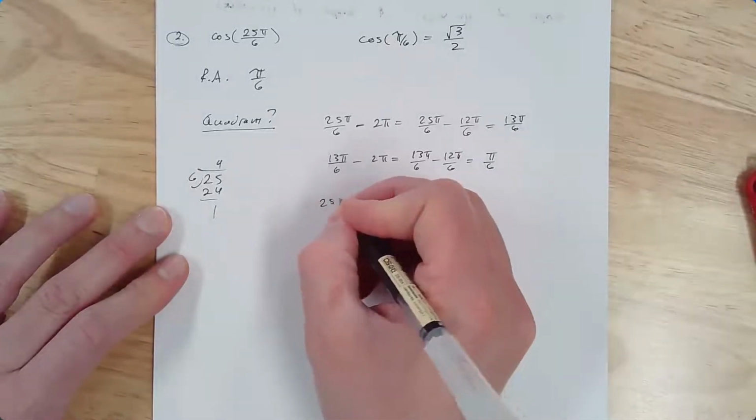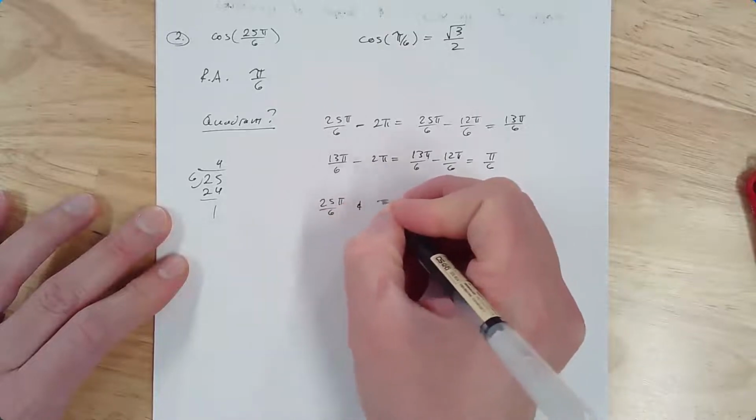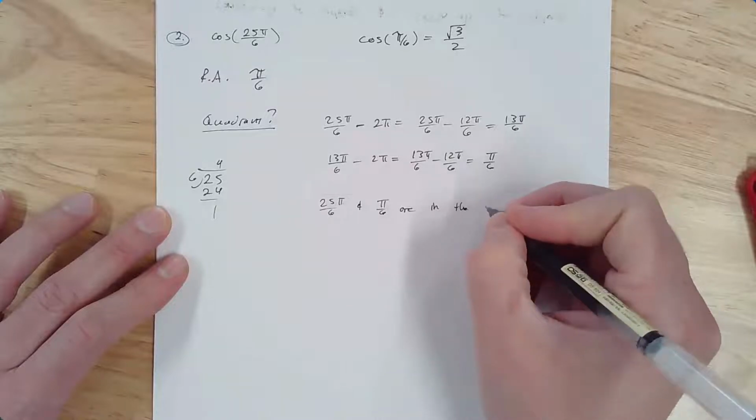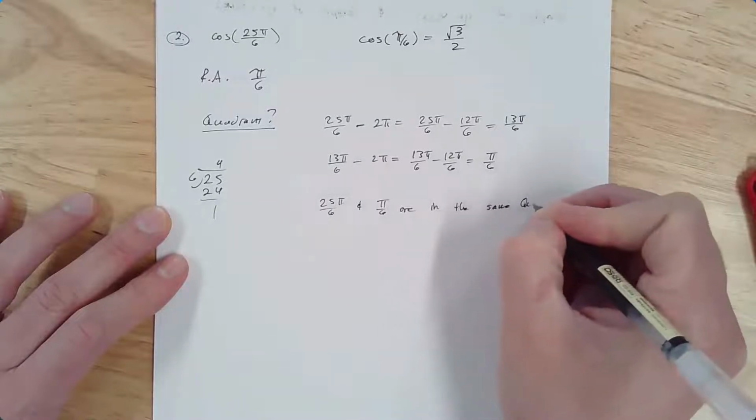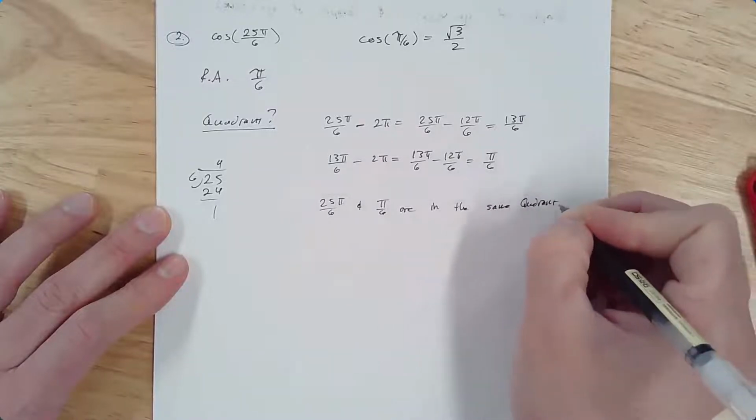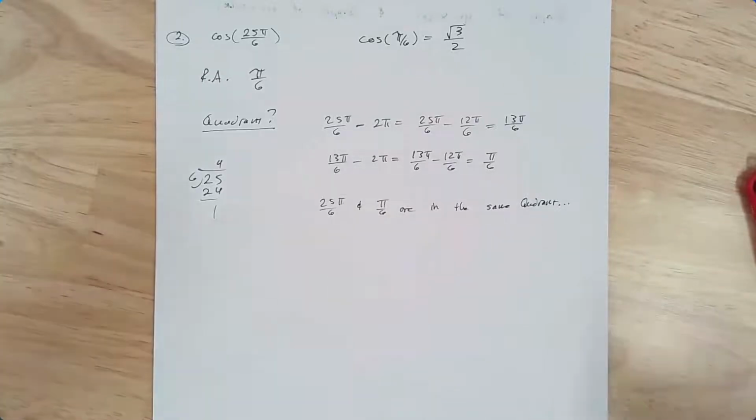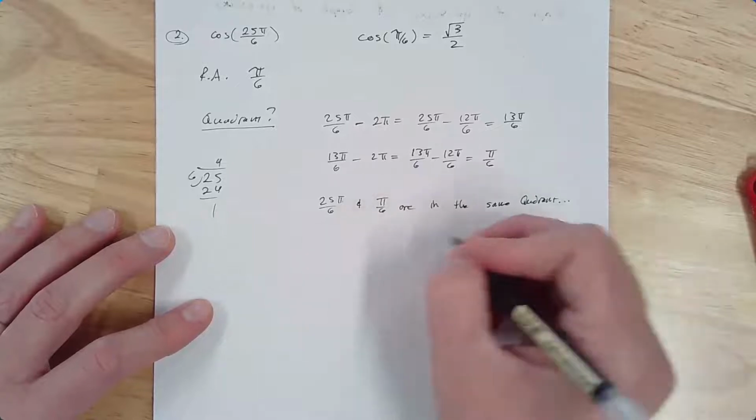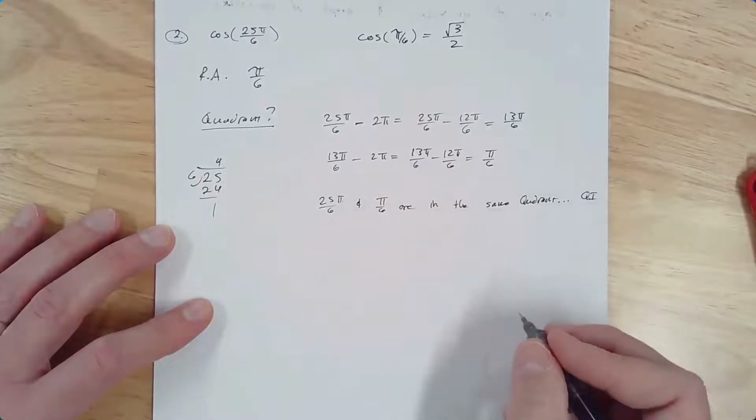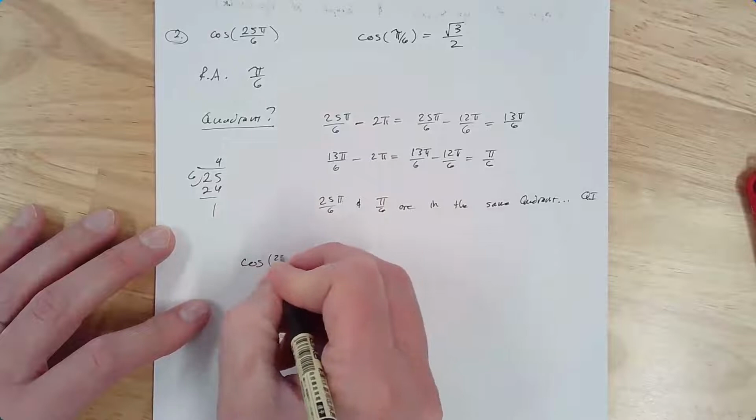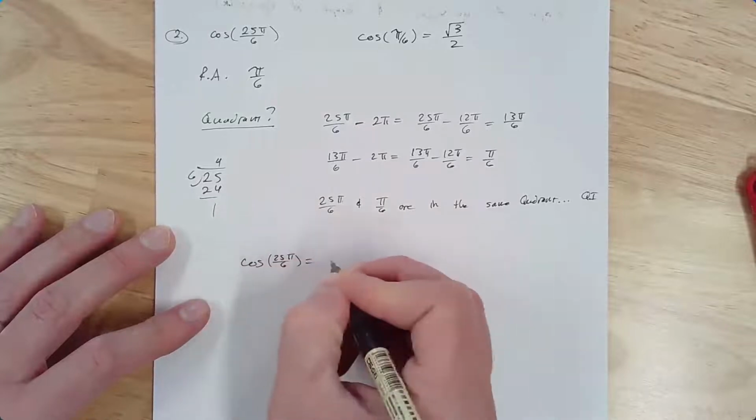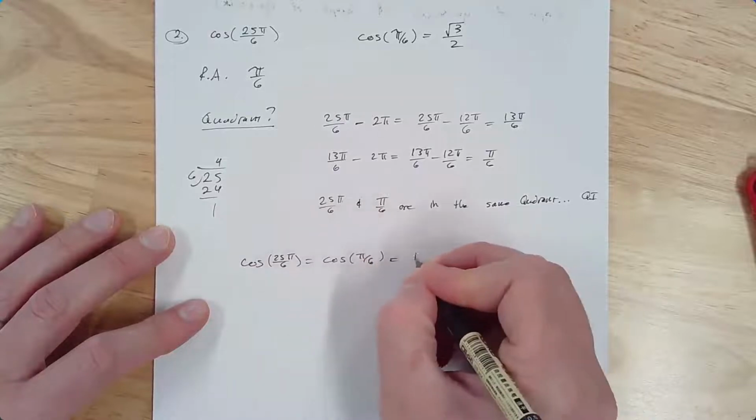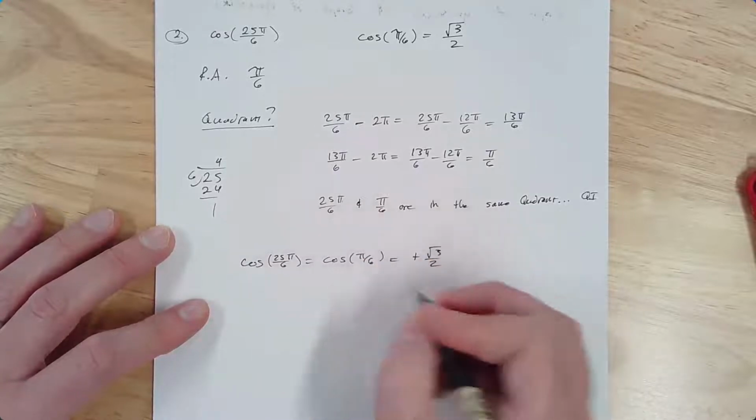So 25 pi over 6 and pi over 6 are in the same quadrant, which is what quadrant? Well, yeah, first one, right? Pi over 6 is in quadrant 1. So our answer is that cosine of 25 pi over 6 is equal to the same thing as cosine of pi over 6, which we already know is positive root 3 over 2.